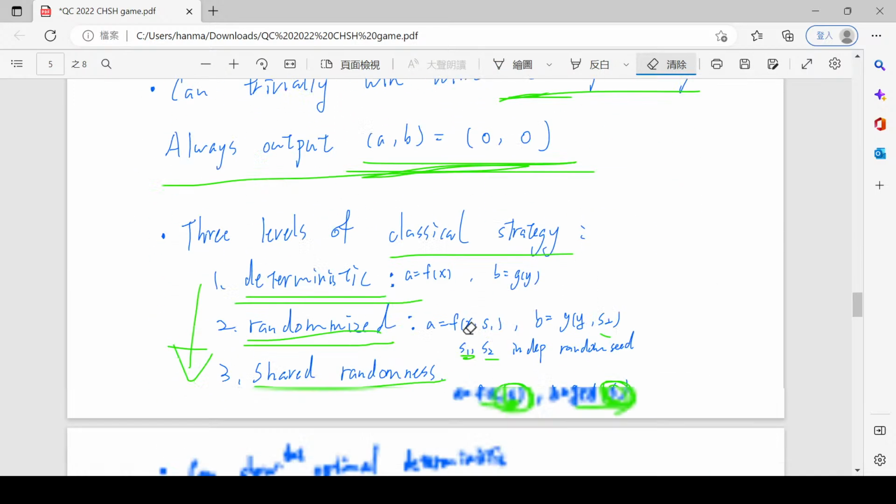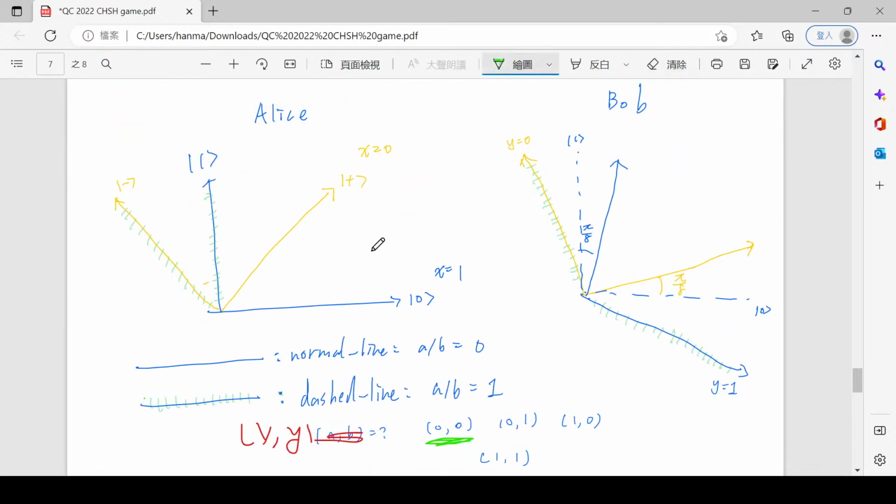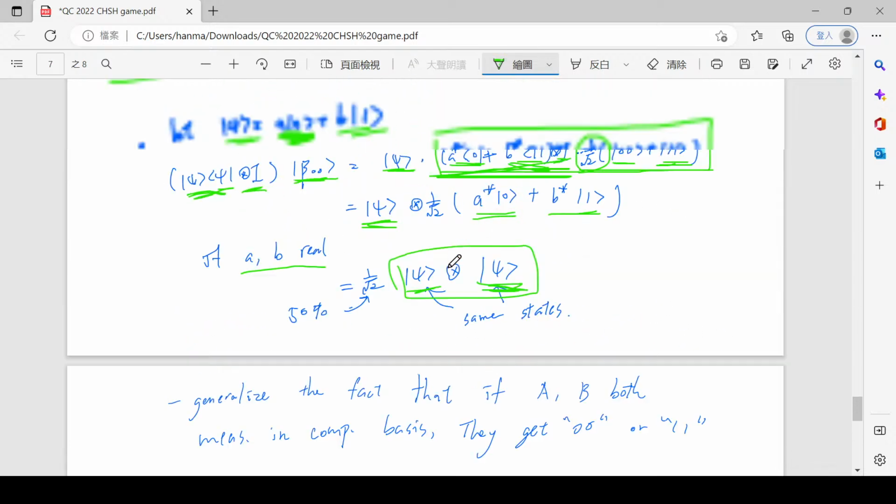And so let's see what happens when xy equals 0, 0. Then it's this golden pair, right? Let's draw the Bob thing up here, so it's a little easier. Alice will measure in these spaces, and Bob will also measure in these spaces. And that's why we have this thing.